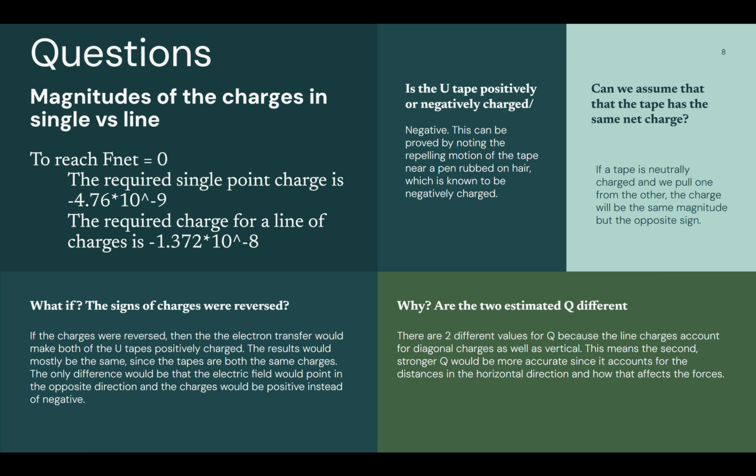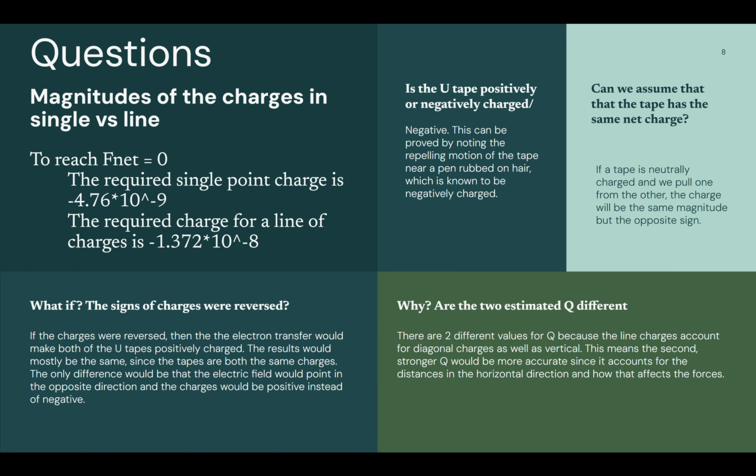What if the signs of charges were reversed? If the charges were reversed, then the electron transfer would make both of the U-tapes positively charged instead of negatively charged. The results will mostly be the same since the tapes are both the same charges. Right now we have two negatively charged U-tapes, but in that case we'd have two positively charged U-tapes, and they'd still levitate like they did in this one. The only difference would be that the electric field would point in the opposite direction, and the charges would be positive instead of negative.